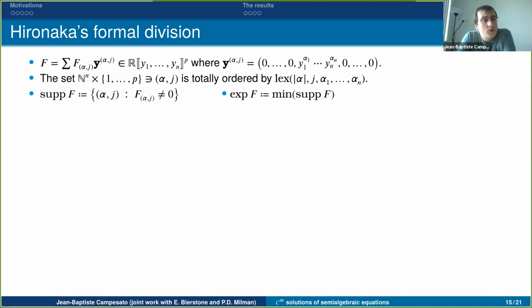In a way similar to the Newton diagram, we can define the support of f. That's the set of exponents with a non-zero coefficient. And since we have an order, you can define the initial exponent of f as the minimum of the support of f, so the lowest exponent in the expansion of f.